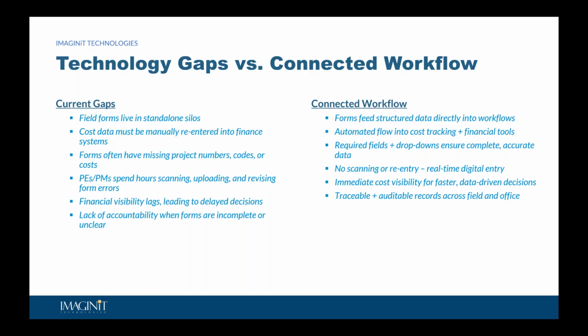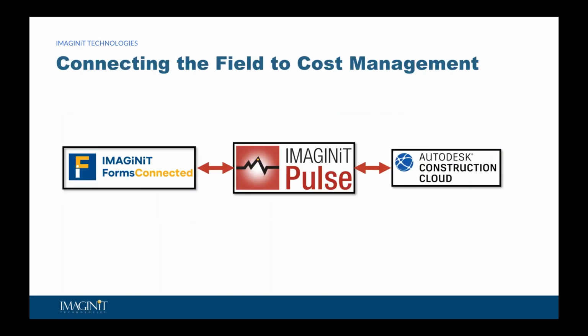And because every entry is traceable and auditable, accountability is built in. So if I have questions around a form, I know exactly who I can go ask to find those answers. I don't have to make guesses that could be wrong. And so on the left, we've got inefficiency, error, lag, and on the right, we've got accuracy, automation, and speed. And that is truly the difference between a connected workflow and technology gaps that we see today. And it's why firms that make this shift are setting new standards for cost management in the construction industry.